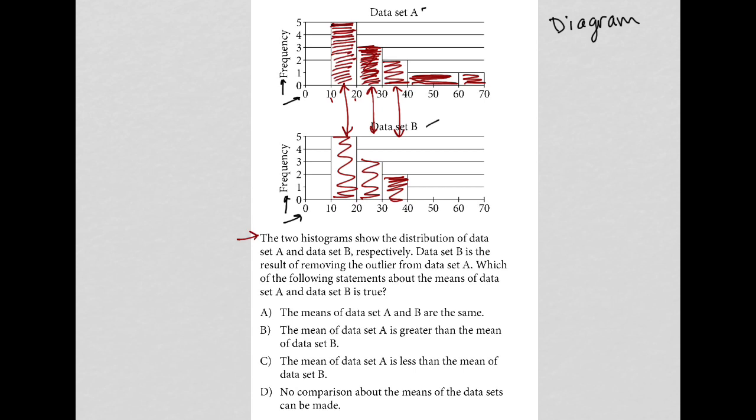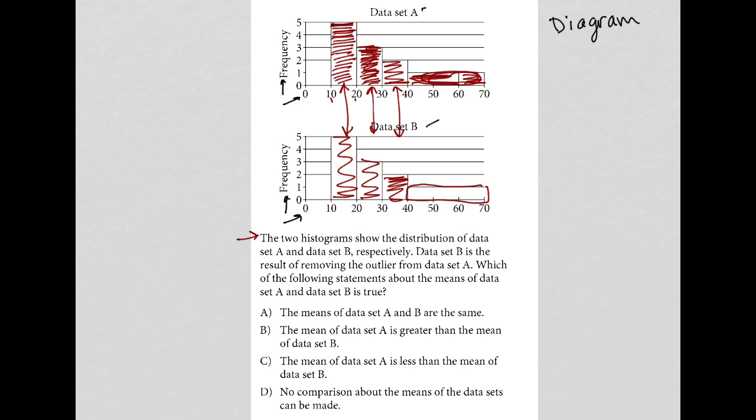The 2 histograms show the distribution of data set A and data set B respectively. Data set B is the result of removing the outlier from data set A. Okay, so it looks like these data points have been removed. They're not present here in data set B. Which of the following statements about the means of data set A and data set B must be true? Or not must be, but is true?